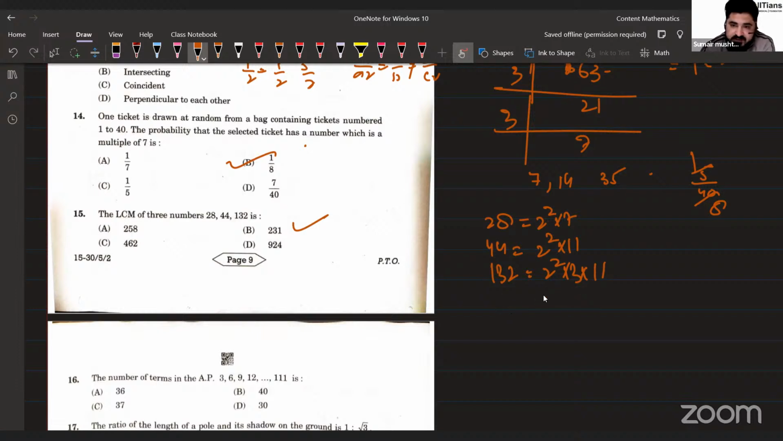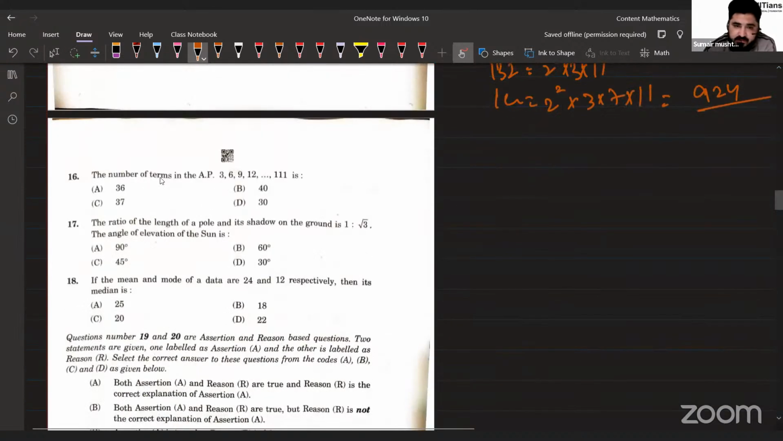So LCM will be equal to 2 square, then what's the extra thing? 3, 7, 11. That is equal to 924. Correct. Okay. Now, question 16.